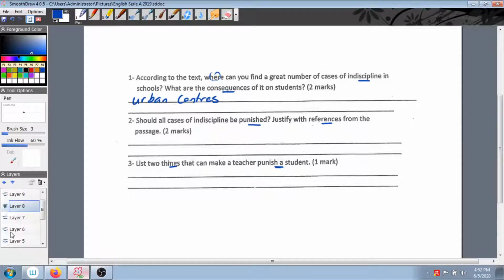Et je continue ma lecture. Je ne suis pas obligé de faire de cette manière, mais en général, ça me permet de répondre beaucoup plus rapidement. Donc, on continue.